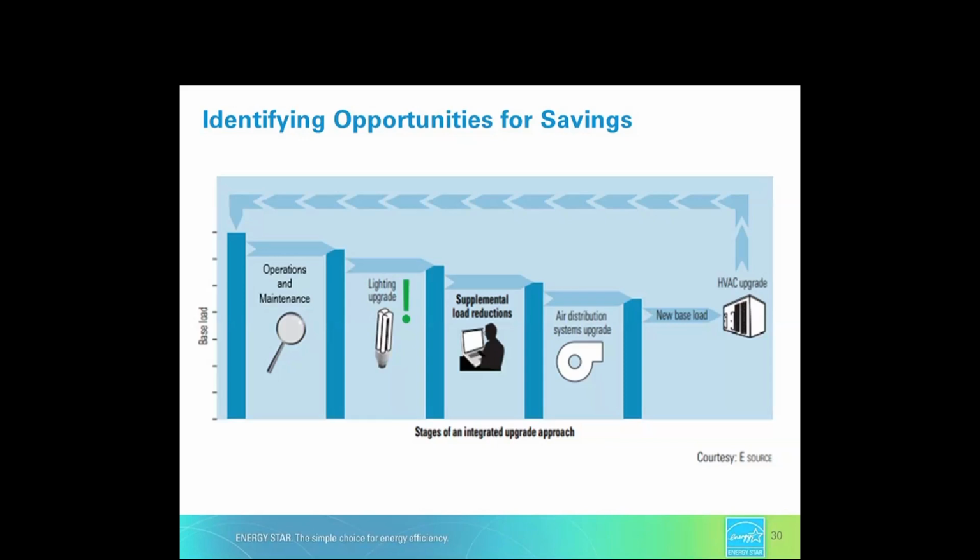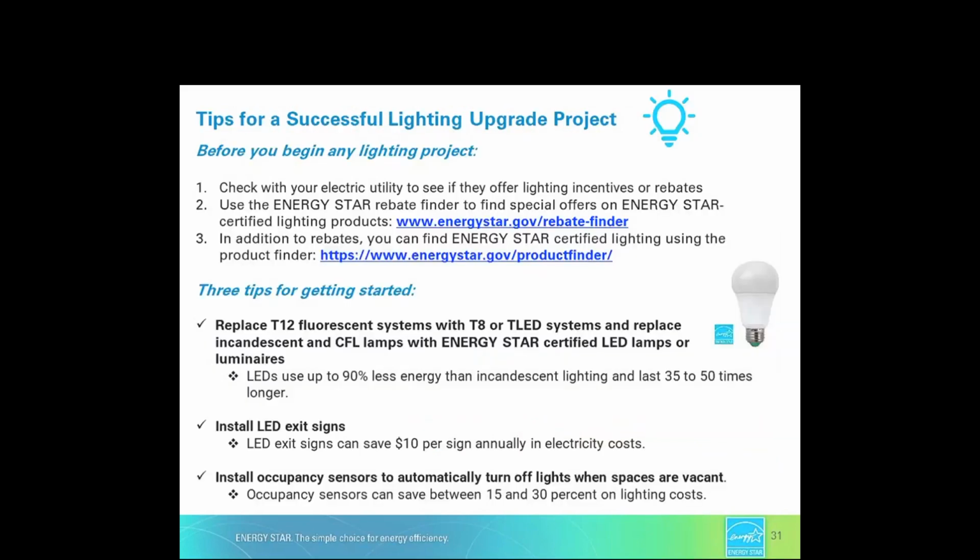And that is when you want to reach out to a utility or vendor in the market to really understand the savings potential in your building. So we have a few tips for a successful lighting upgrade project. First is to always start with your local utility. Similar to those O&M incentives, many utilities still offer LED lighting incentives and rebates.